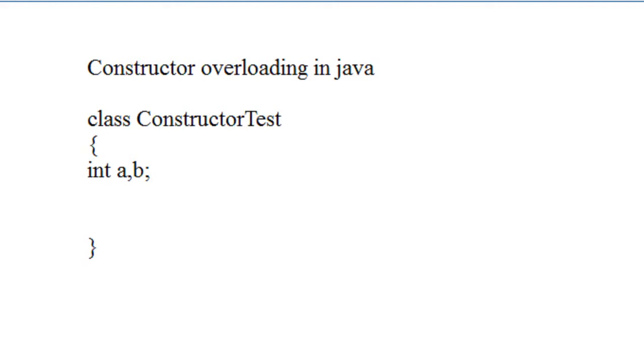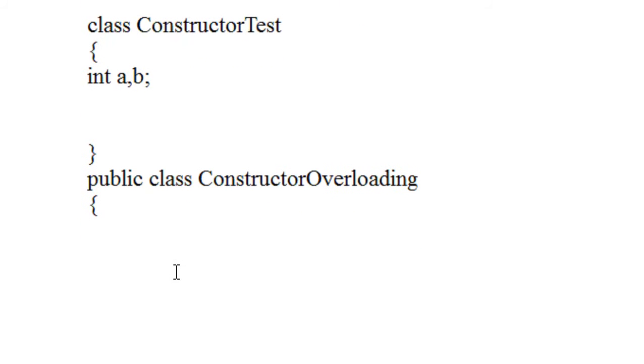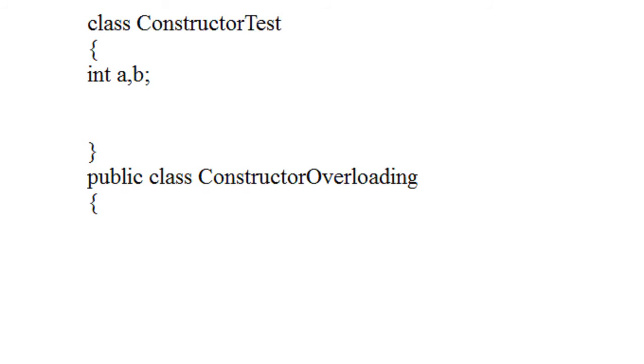Now I am going to create another class, the main class, public class ConstructorOverloading. Of course, that main class contains the main method. Here is the main method.